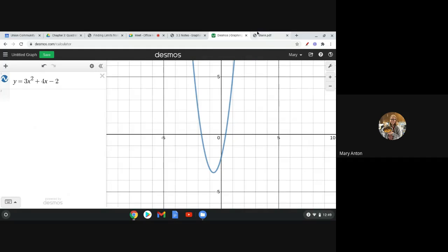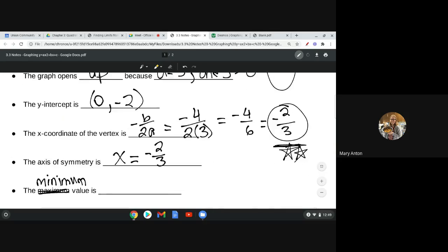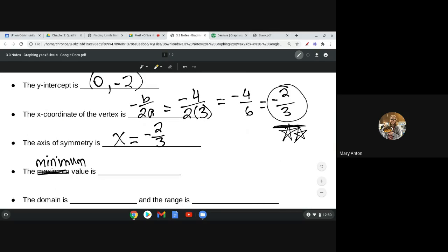Hey class, if x is -2/3, how would we find y? Isn't it the same thing? Not always. Plug in for x. So our equation is 3x squared plus 4x minus 2. We could just plug in -2/3 for x and then solve for y, right? Yeah, that's a lot of fractions, right?